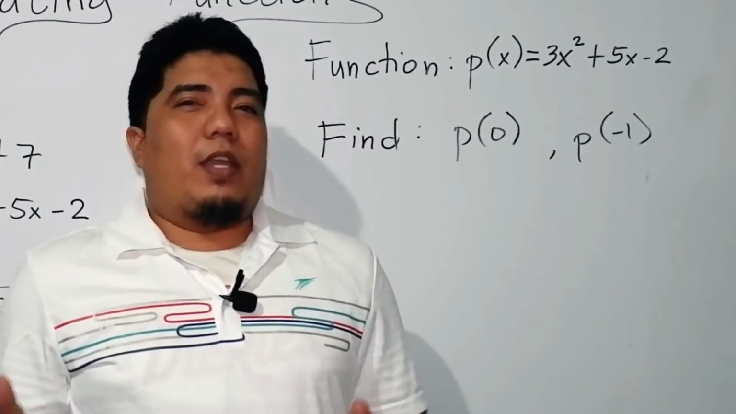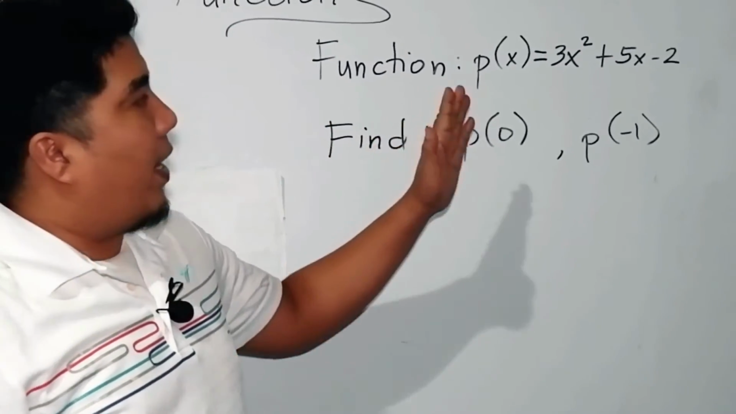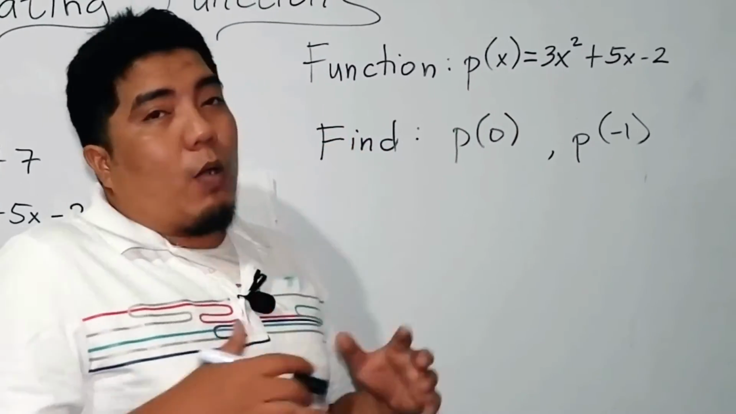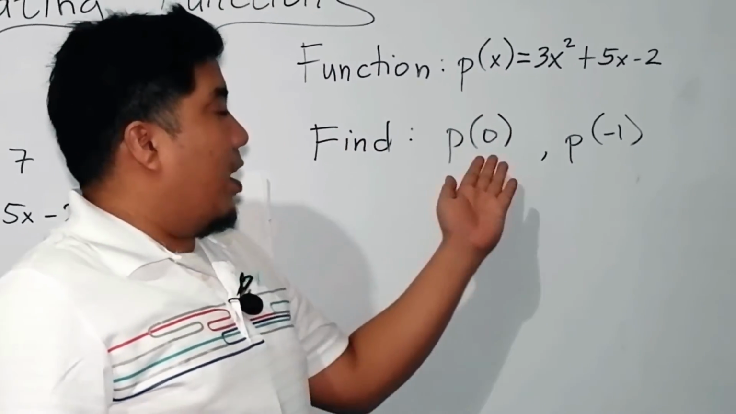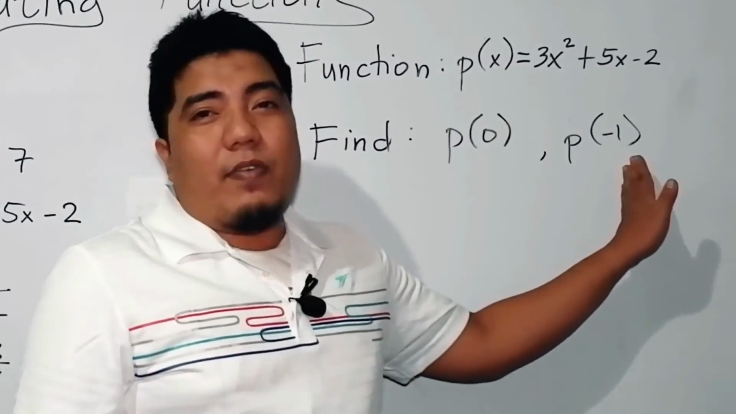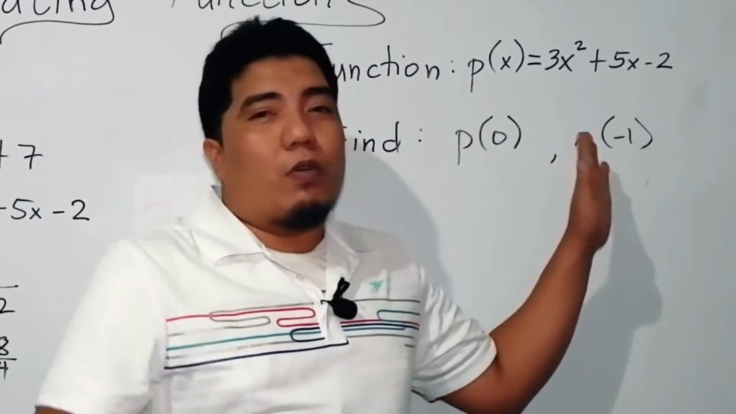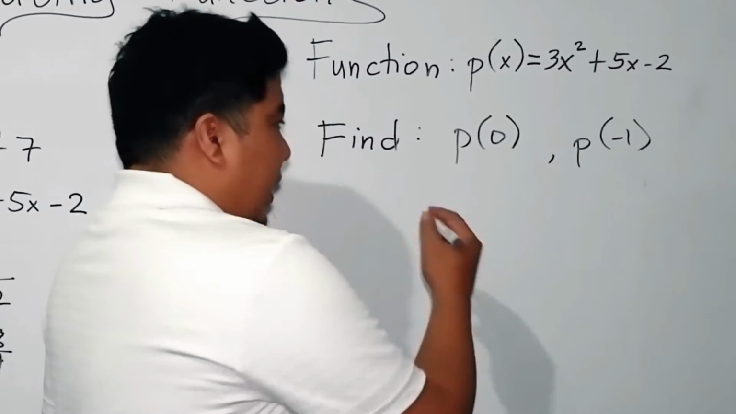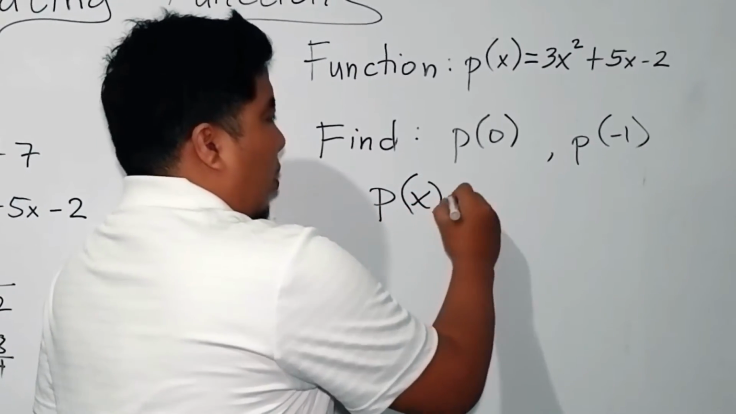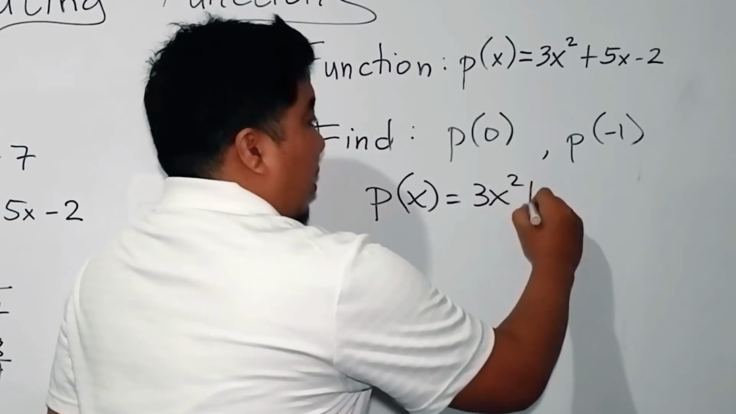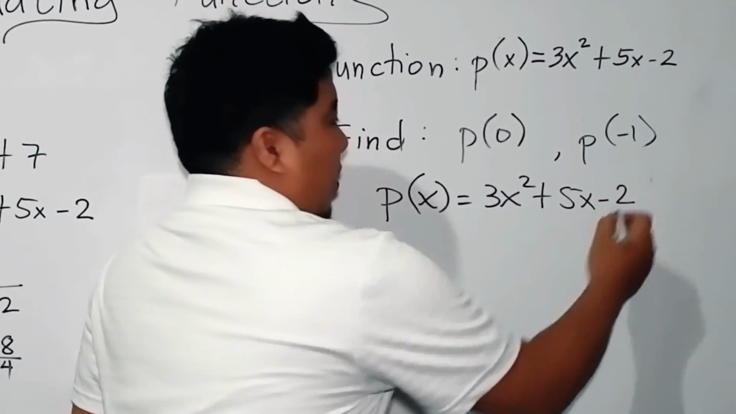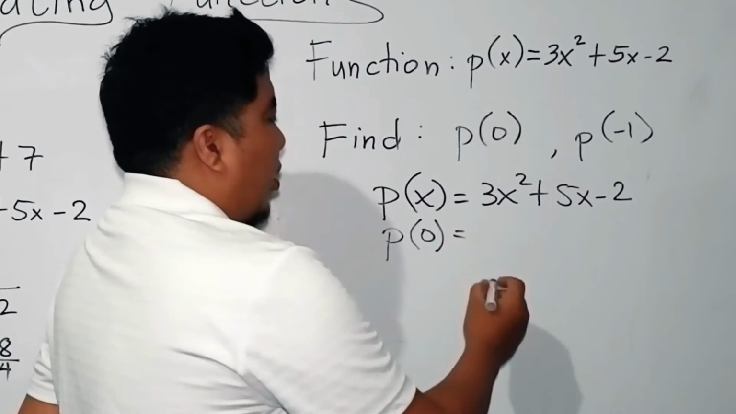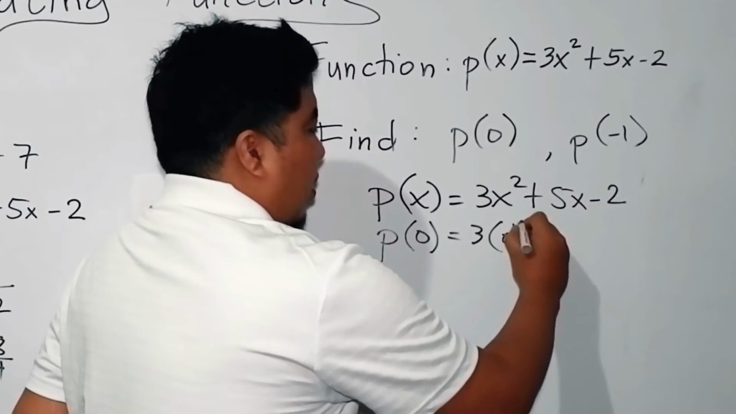Okay, math learners, we are here in our third example. We have p of x is equal to 3x squared plus 5x minus 2. Now, what we are asked to find is the value of p of 0 and p of negative 1. Okay, so how do we do this? The same process, we write our original function, and then we substitute our p of 0.